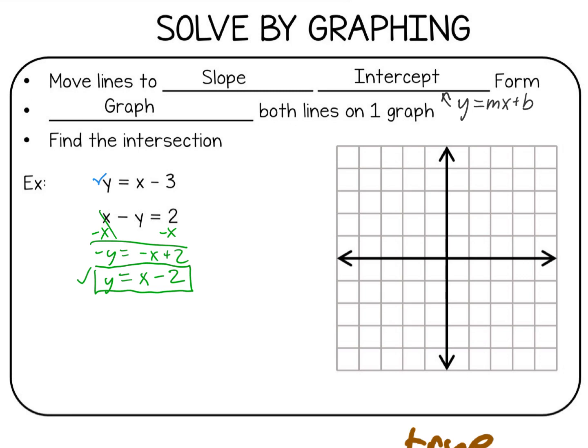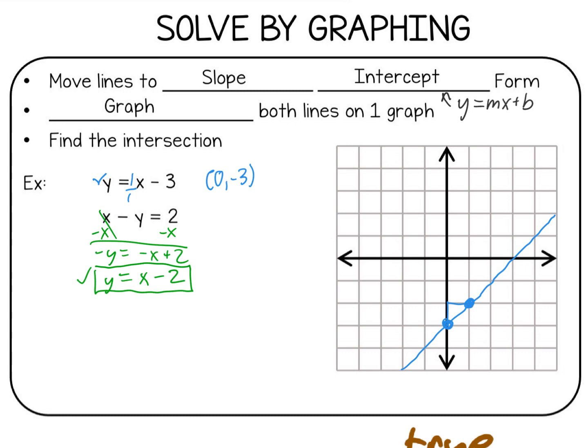The second step for solving by graphing is to graph both lines on one graph. The y-intercept of the first equation is negative 3. So let's put a point at (0, negative 3) to start our graph. Now the slope of this equation is 1 because there's an understood 1 in front of the x. We can write this as the fraction 1 over 1, which tells us to rise 1 block and run 1 block. Now that we've got our second point, we can draw a line going through both points and extend it out to either side to get the line of our first equation.